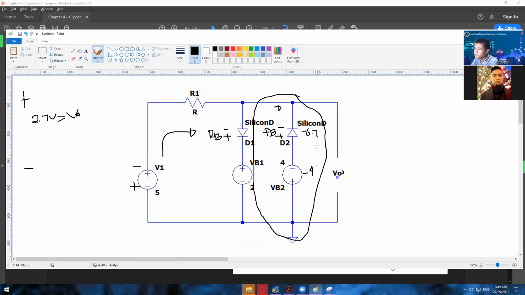All right, so anyway, going back to our solution, we have negative 4 plus negative 0.7. We now have a reading of negative 4.7 volts equal to our VO. Okay, so were you guys able to get this one for the positive half cycle and the negative half cycle?